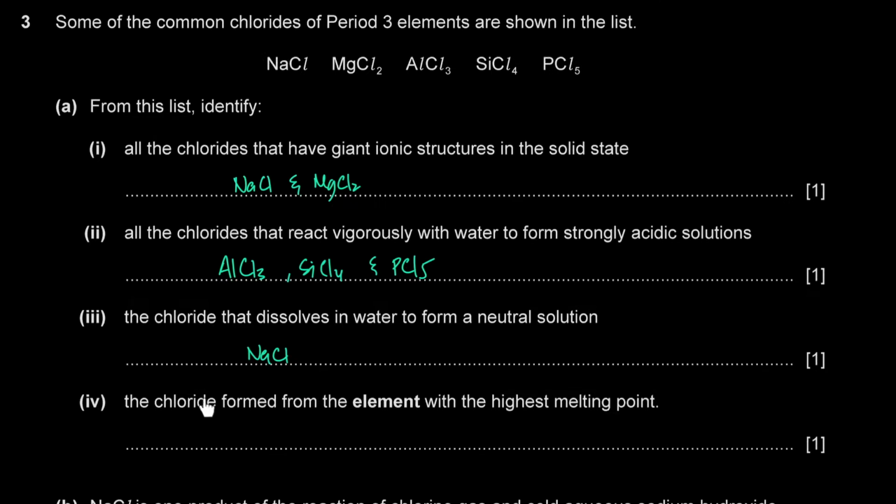The next part says the chloride formed from the element with the highest melting point. So in period 3, which element has the highest melting point? We know that that is silicon. Silicon has a giant covalent structure, where the silicon atoms are tetrahedrally bonded to 4 other silicon atoms in a macromolecule, very similar to diamond. So this element, silicon, has the highest melting point. So the chloride formed from that element is just silicon tetrachloride. So the answer is SiCl4.